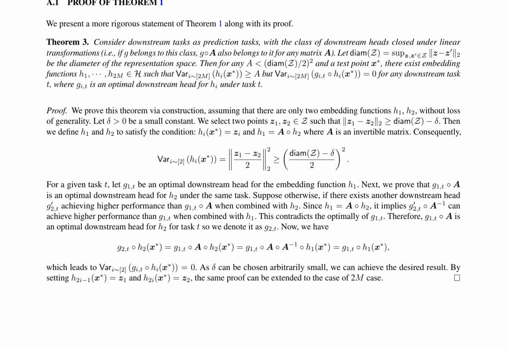Finally, the proof extends to the case of 2M embedding functions by setting h2i-1(x*) equals z1 and h2i(x*) equals z2. The graphical visualization of the sketch for the proof of Theorem 2 is provided in Figure 3, illustrating the idea of using a reliable neighboring point x_R as an anchor for comparing different representations of the test point x*.